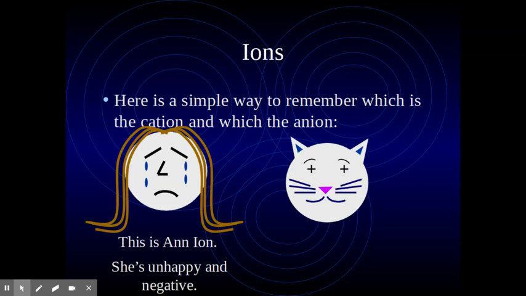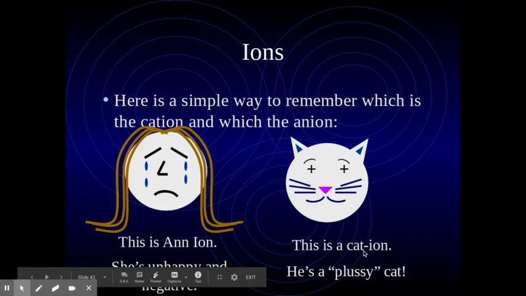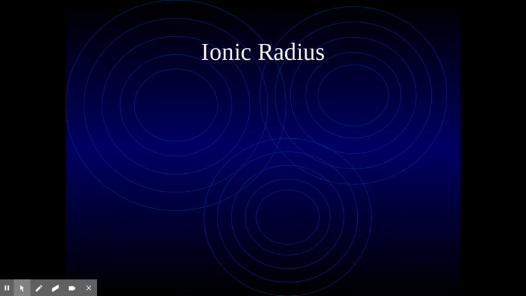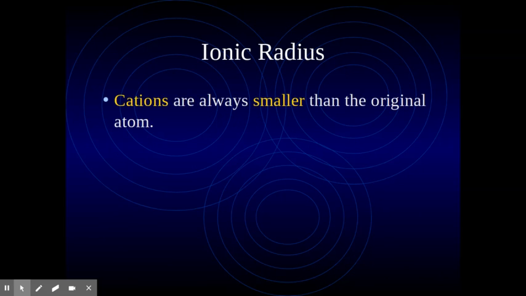So ways to remember this, here's Anne. She's so unhappy. She's so negative, right? Then there's a cation. He's a plussy cat. I also like to remember that cation has a T, which kind of looks like a positive sign in it. Cats have paws, they're positive, things like that. Whatever helps you out.